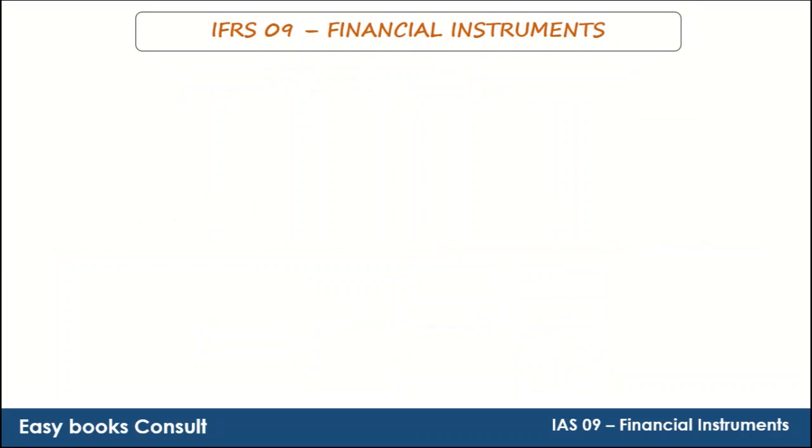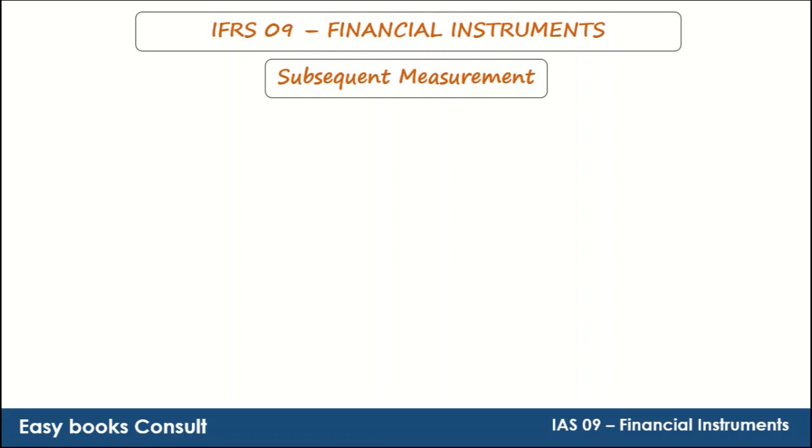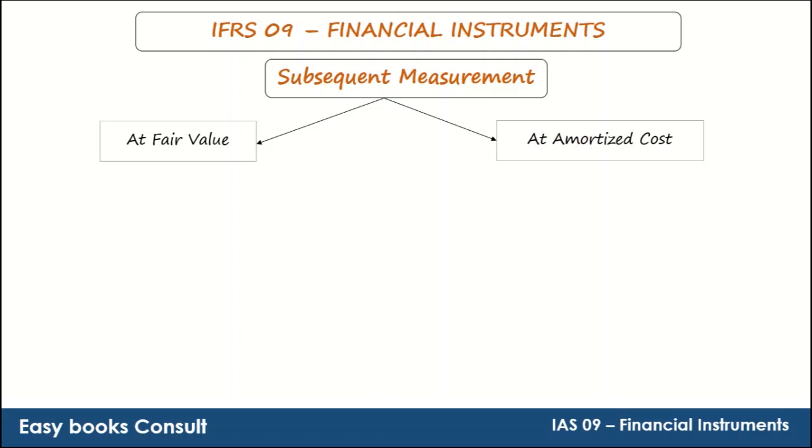Now let us talk about the subsequent measurement. As discussed in initial measurement, the subsequent measurement also depends upon the classification of the instruments. So all the financial instruments measured at fair value shall subsequently be measured at fair value at the date of remeasurement, and all the other financial assets and liabilities shall be subsequently measured at amortized cost using the effective interest method. So how do we recognize or account for the changes arising from the subsequent measurement?